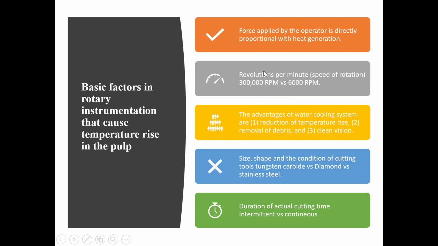في الهاي سبيد هاند بيس سرعة الدوران توصل إلى 300,000 روتيشن بير مينت مقارنة ب 6000 روتيشن بير مينت بالسلو سبيد هاند بيس. طبعا أكيد الهيت جنريشن أو temperature rise in the pulp will be much higher with the high speed hand piece. مثل ما قلنا القانون، high mechanical energy will lead to more frictional heat and more temperature in the pulp.